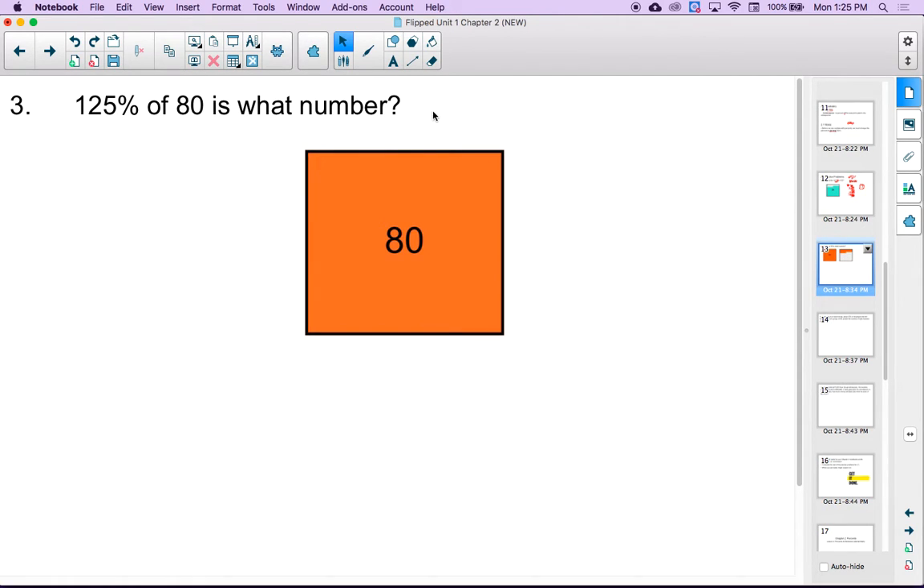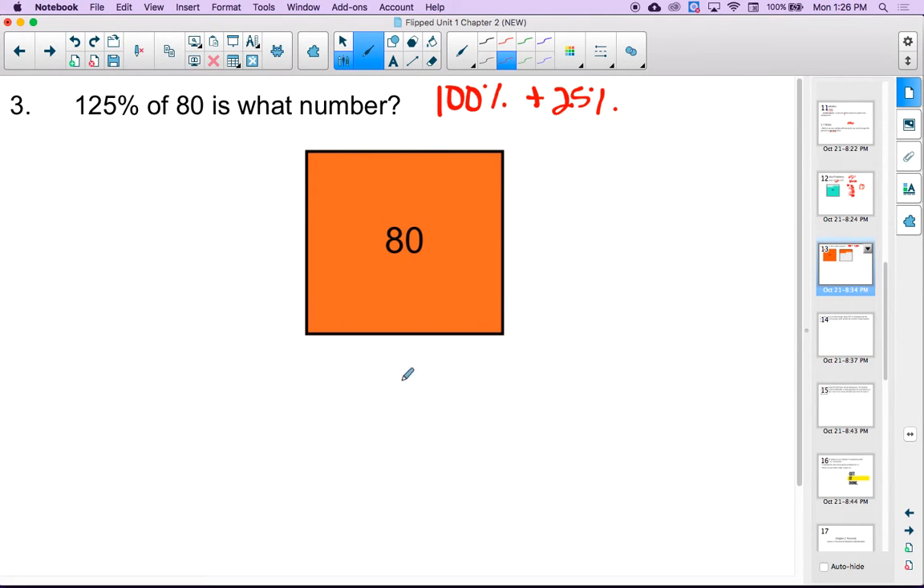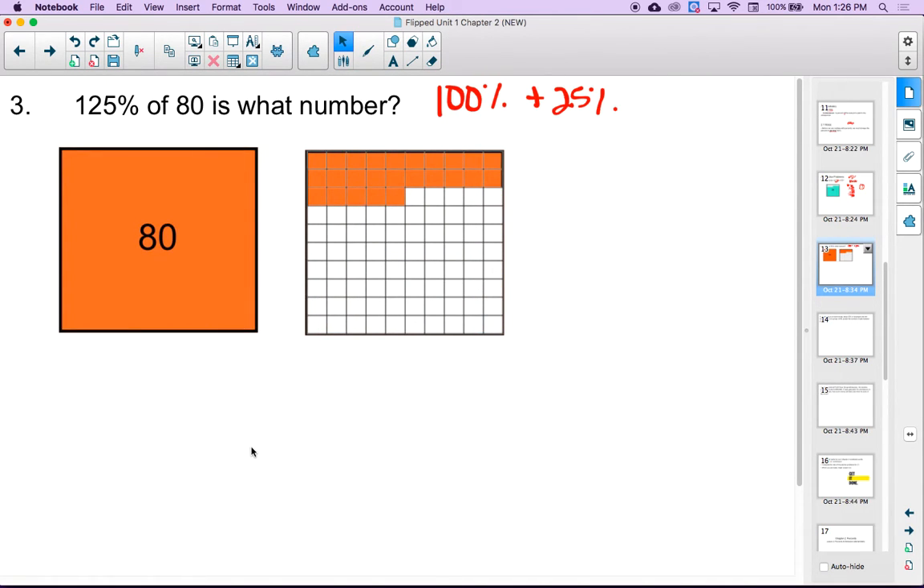125%, that is a percent bigger than 100. So that's actually 100%, which is 1 whole, plus 25%, which means we're going to have a whole 80 plus 25% of another 80. And here's what that picture looks like for us. Here's my 100%, that's my 80, and here's my 25% of 80. We can see it's just a small shaded piece here. And that's what the visual of this problem looks like.